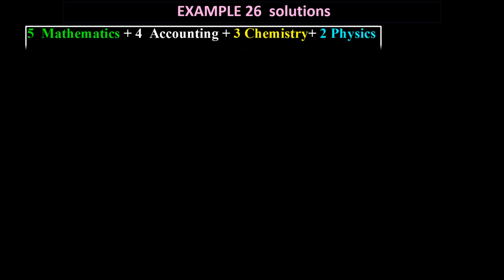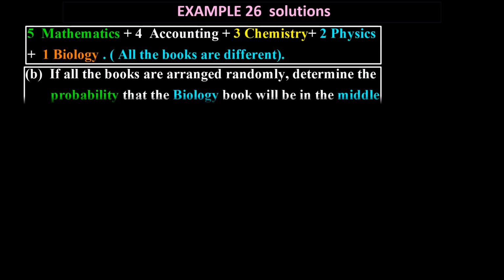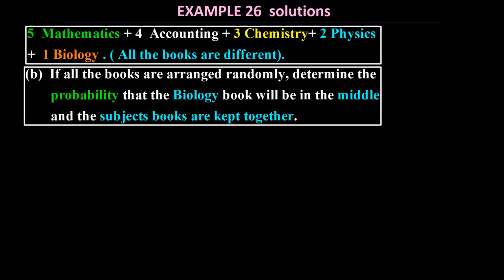Now let's end up with our last question here. Beautiful question. If all the books are arranged randomly, determine the probability that the biology book will be in the middle and the subject books are always kept together.